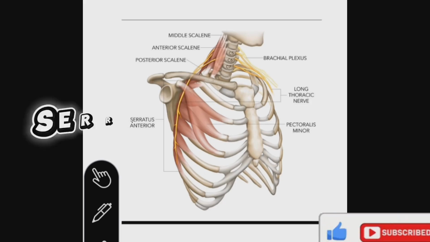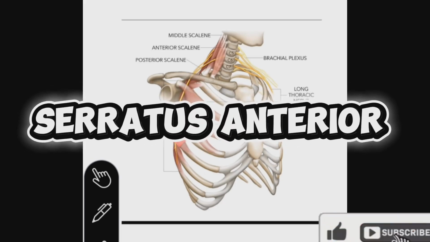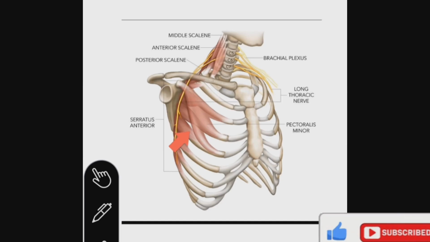Next up is the serratus anterior. So this is the serratus anterior muscle. It's a large flat muscle on the lateral thoracic wall. It originates usually from the ribs, usually the first 1 to 8 ribs, and then inserts into the scapula. It inserts into the scapula around the back region here.